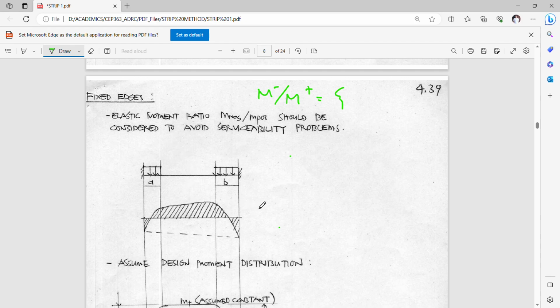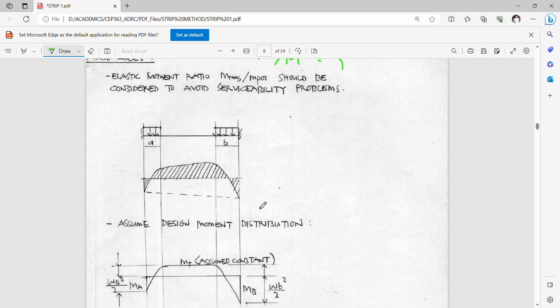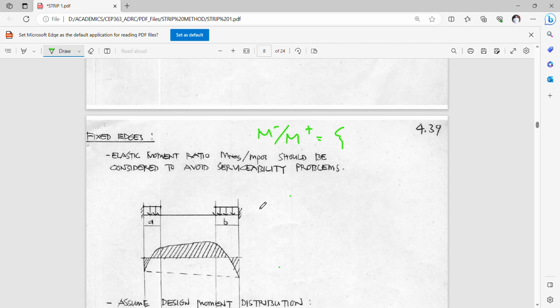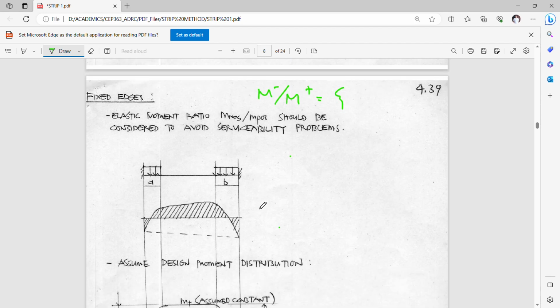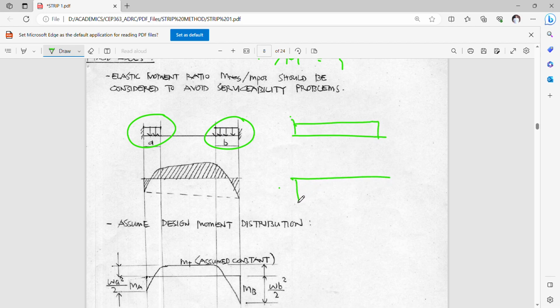So consider now a slab panel with fixed edges. The moment diagram will simply be created by the use of what we call the equivalent cantilever. Okay, in case this is partially loaded here, or in case of a fully loaded span, there's no problem since your moment diagram will be considered in terms of a fixed scenario. Okay?